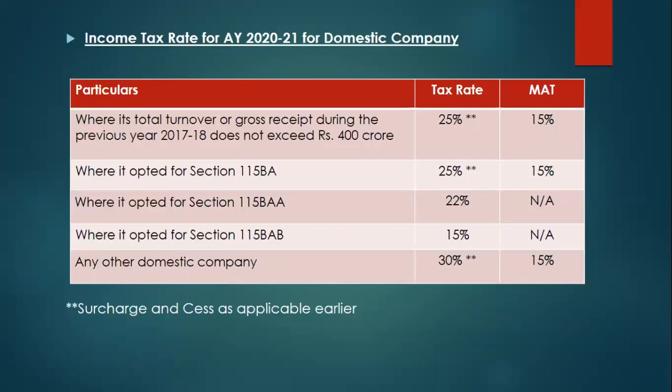Then coming to companies having turnover greater than rupees 400 crore, the tax rate shall be 30% and MAT shall be paid at the rate of 15%. Here also surcharge shall be applicable as applicable earlier. Apart from this, there are 3 optional sections, that is section 115BA, 115BAA, 115BAB, which can be opted on fulfilling certain conditions. Let's discuss them one by one.